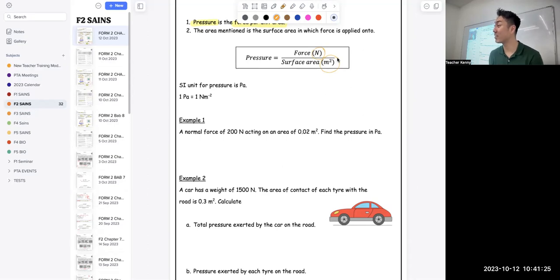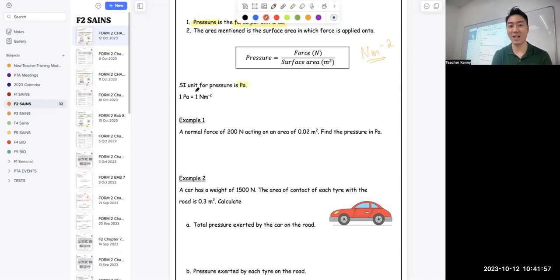What is my final unit? How will you write it? Not N m square, N m negative 2. You put slash also can. Or you can put it like this, then you don't put slash, you change it to negative. Or if you don't put this one, you can change it to Pa. What do you think Pa is? Anyone else?